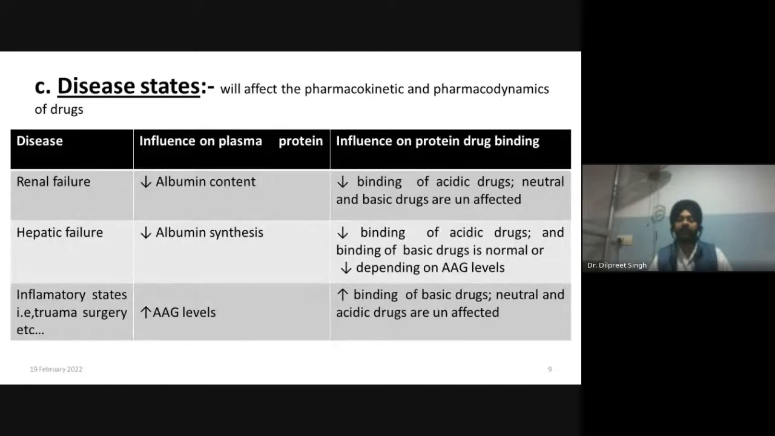It also depends upon what level of AAG the body has acquired. A decreased AAG level also causes decreased binding of the acidic drug to a particular protein. In inflammatory states like trauma and surgery, the alpha acid glycoprotein level increases, so it increases the binding of the basic drug, while neutral and acidic molecules are unaffected or excreted unchanged in the urine.